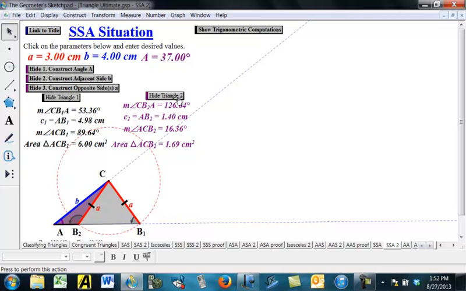Alright, now what about triangle 2? Triangle 2, we can see is here. The angle here is bigger. It's about 127 degrees. This distance here is shorter. It's only 1.4 instead of about 5. And the angle at C is smaller too. It's only about 16 degrees instead of being 90 degrees. And smaller area as well. Okay, let's try another one.